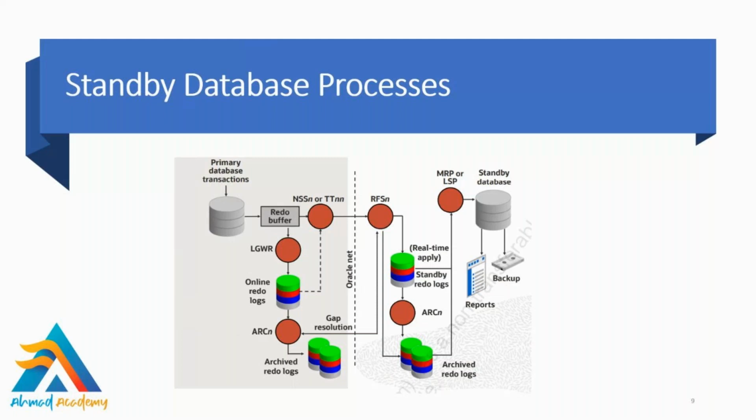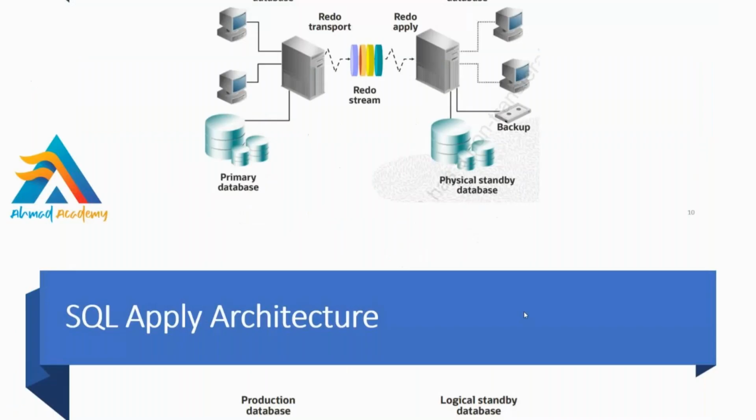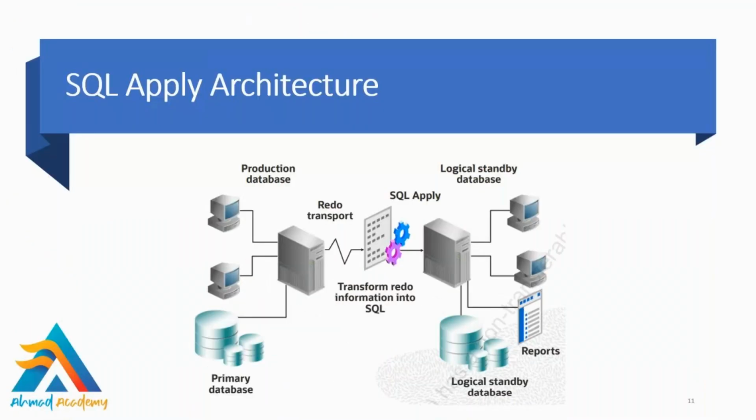And for a logical standby database, LSP is enabled, and LSP controls the application of archive redo log information to the logical standby. And now the SQL Apply architecture. So as we know, we have physical standby and we have logical standby. If it is a physical standby, then the production database is linked or connected to one or more standbys that are identical copies of the production database.